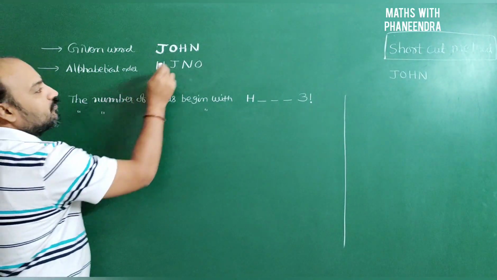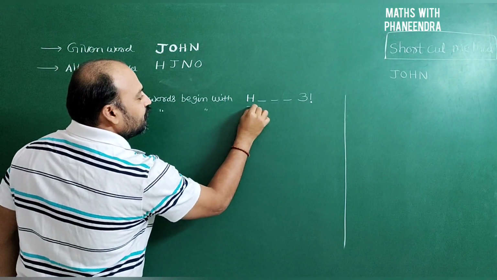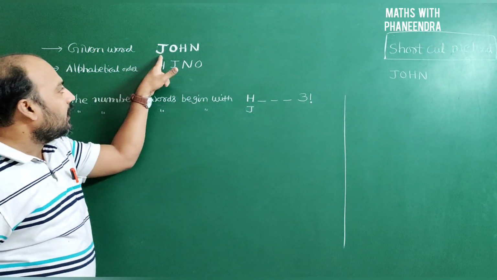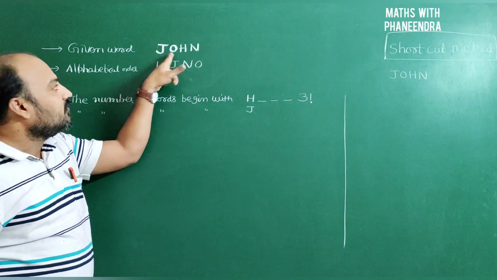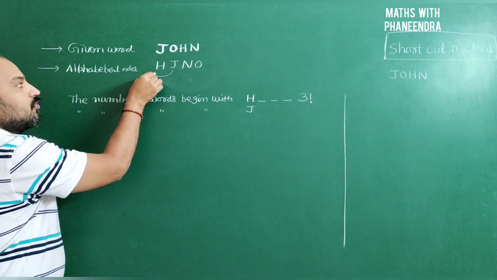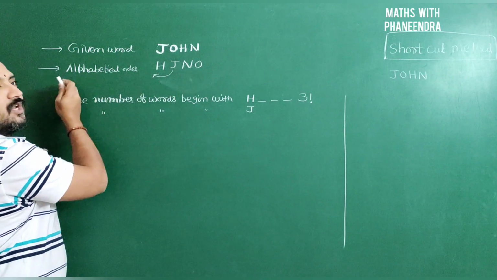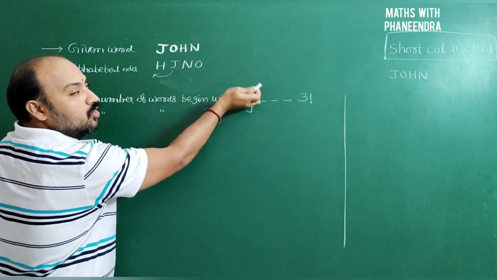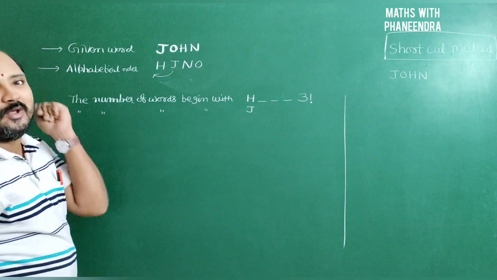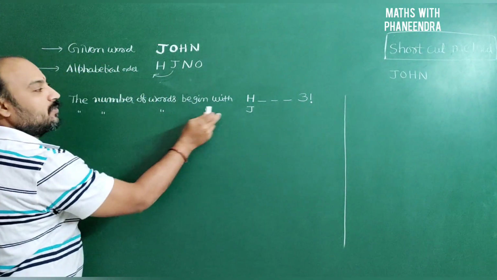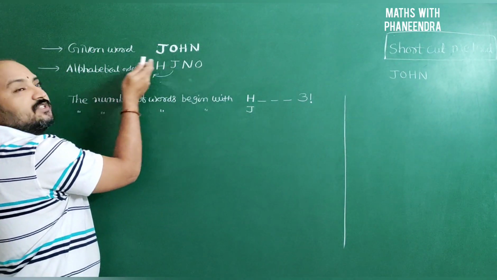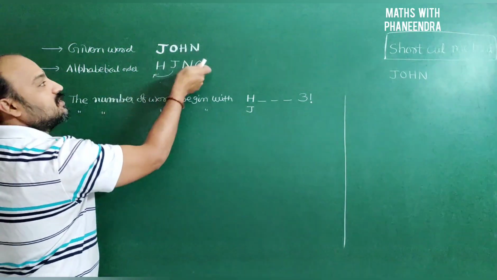Next, the number of words which begin with J. J is already there in the given word. So you have to write the number of words which begin with JO. Don't go like this. Always you can go forward, that means before terms only. Don't go after J. JH can come here. Why? Because we are going in alphabetical order. So the number of words which begin with J, you can fix it. Next, the number of words with JH, after that JN, after that JO.